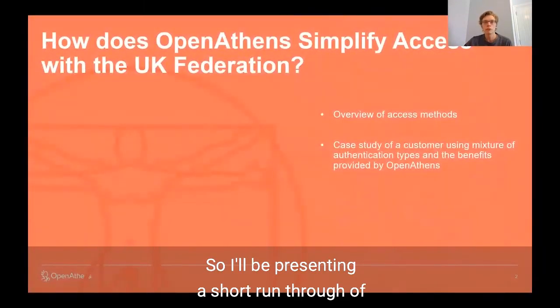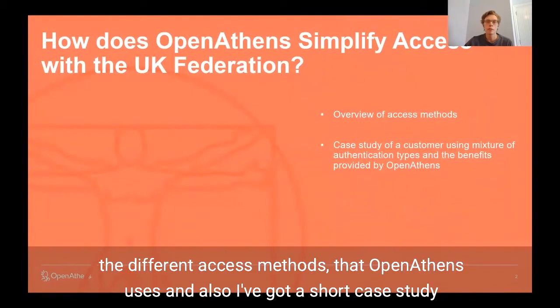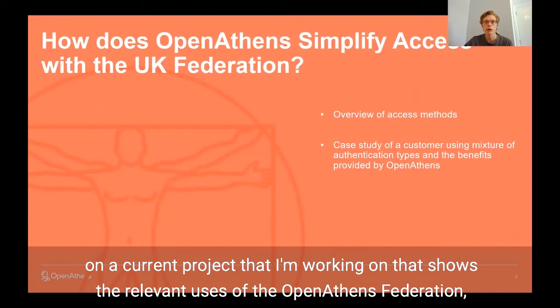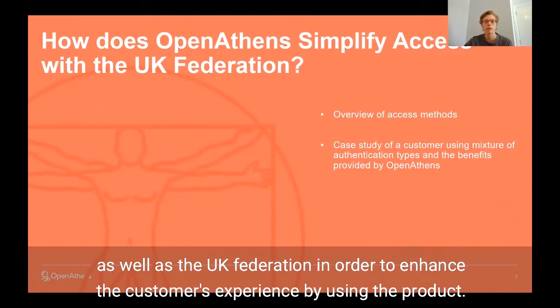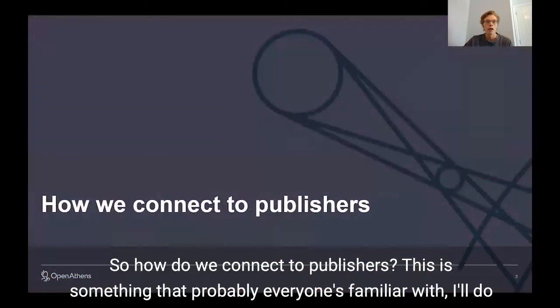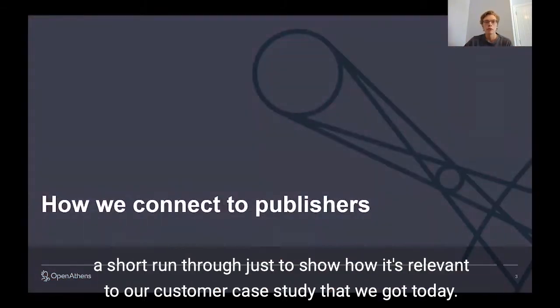So I'll be presenting a short run through of the different access methods that OpenAthens uses. And also I've got a short case study on a current project that I'm working on that shows the relevant uses of the OpenAthens Federation as well as the UK Federation in order to enhance the customer's experience while using the product. So how do we connect to publishers? This is something that probably everyone's familiar with, but I'll just do a short run through just to show how it's relevant to our customer case study that we've got today.